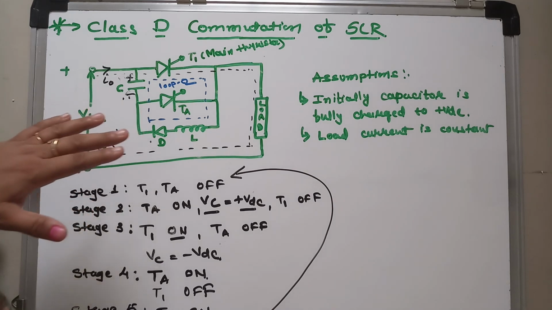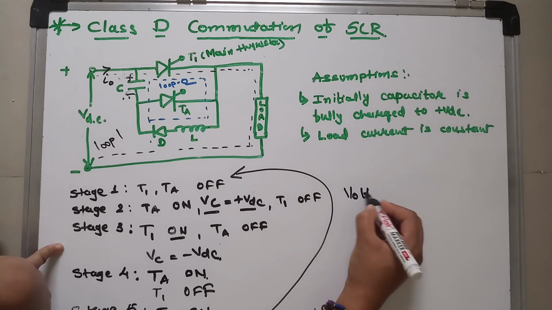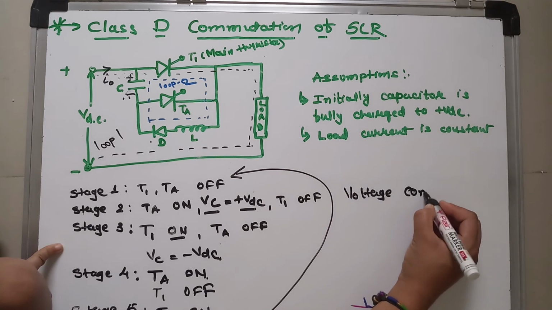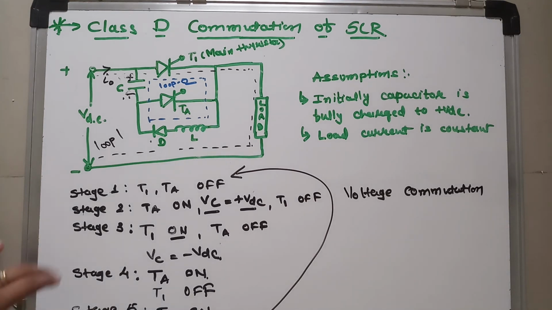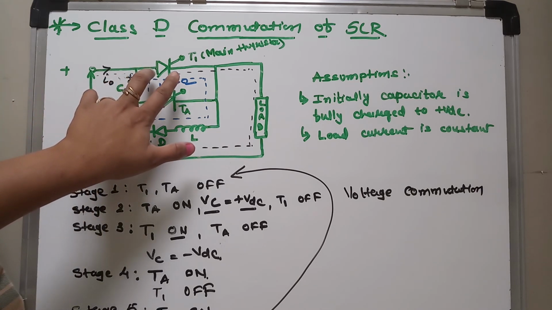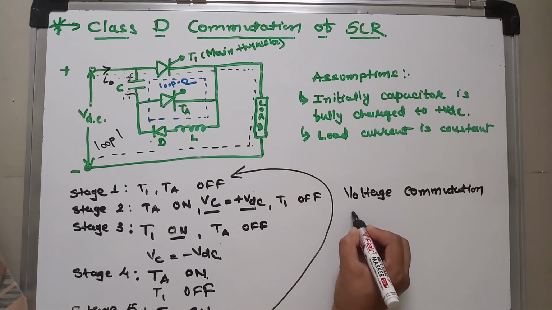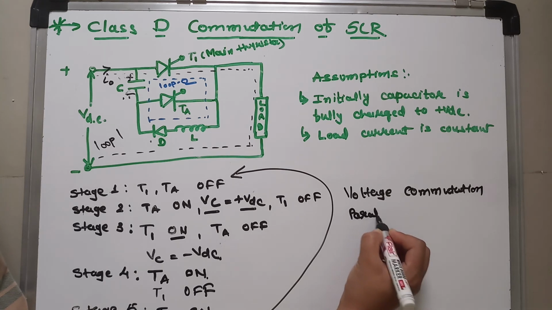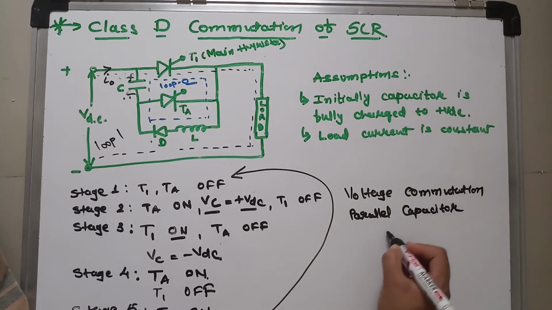Hope you understood. Class D commutation is also referred to as voltage commutation, as the reverse voltage of the capacitor appears across the main thyristor, and the main thyristor is turned off by the application of a reverse voltage. So the name given is reverse voltage commutation. It is also called parallel capacitor commutation.